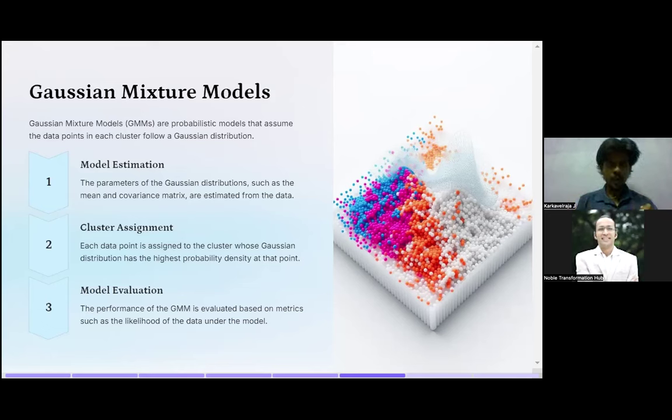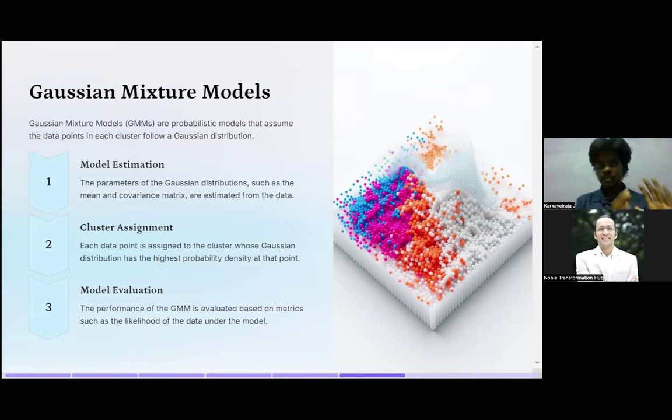Now understand, we have a data set. From the data set, we need to find the mean and covariance matrices. It is a kind of two different parameters concept. And we assign the data points to the cluster based on their normal distribution that has a high probability density; we move the points to that cluster. Model evaluation: the performance of this GMM model is evaluated based on metrics such as the likelihood of the dataset under the model.